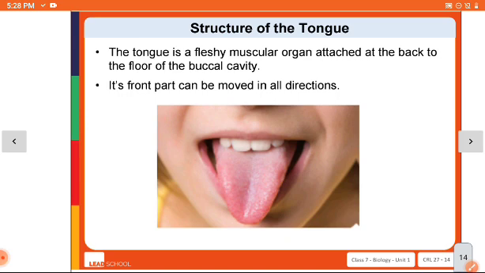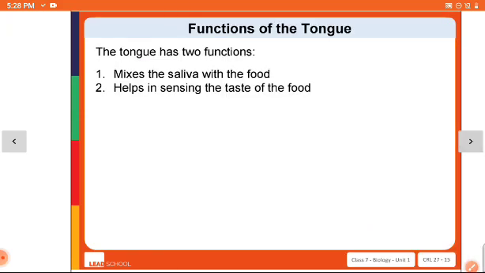So structure of the tongue. The tongue is a fleshy muscular organ attached at the back to the floor of the buccal cavity. Its front part can be moved in all directions. Function of the tongue: the tongue has two functions. Mixing the saliva with the food, and second, helping in sensing the taste of food. That is a very important function of the tongue.